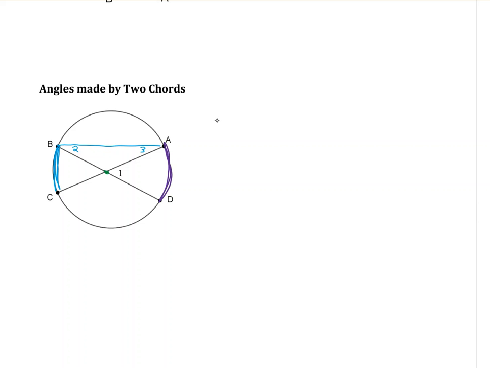We know that the measure of angle 2 is 1/2 the measure of arc AD. We know the measure of angle 3 is 1/2 the measure of arc BC, because they're both inscribed angles. What we also know is that we have a triangle here. I want you to see this triangle.